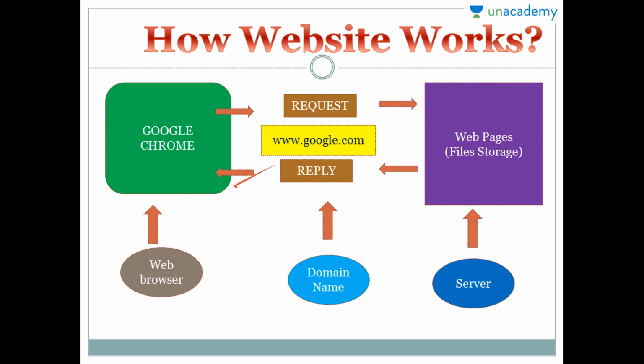So you can see we request from the web browser to the domain name, and the domain name requests from the server, then the server replies to the domain name, and it provides the information to the web browser that we can see and display all over the internet. So this is the backend process of how any website works.